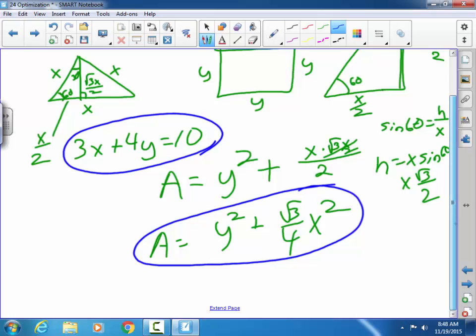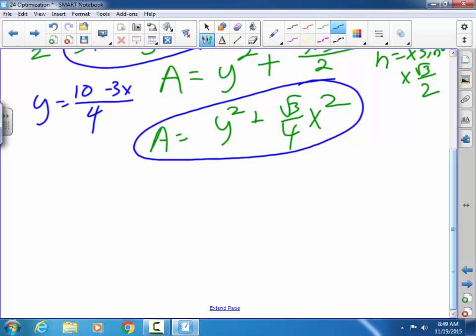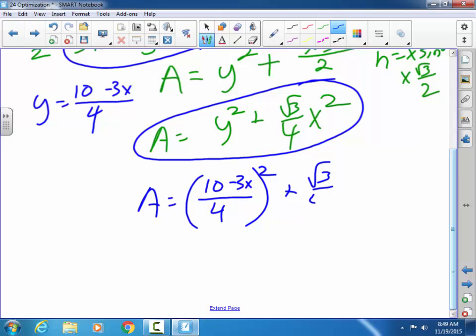Okay, so if we solve that for y up here, we get y equals 10 minus 3x over 4. So if we plug it in down here, but now we've got to square that mess. Well, we can take a derivative with the chain rule. Yeah, you're right. We're going to have to square it either way. 10 minus 3x over 4 squared plus root 3 over 4 x squared.